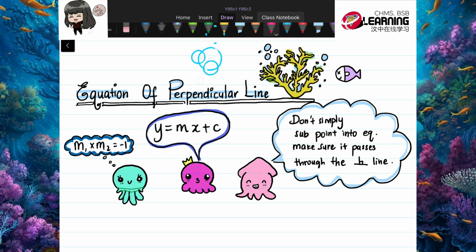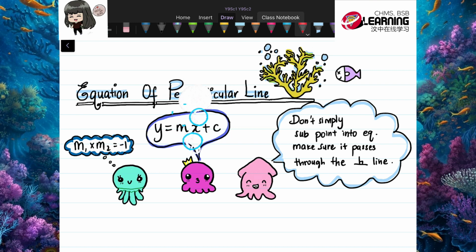So we understand what a perpendicular line is already. We know that to find the gradient of a perpendicular line, we need m1, and then we convert that m1 to m2 by negative reciprocal. Or we can use m1 times m2 equals negative 1. To find the equation of a perpendicular line, the equation of a line, no matter parallel or perpendicular, is always y equals mx plus c. The difference is, how do you find the m?